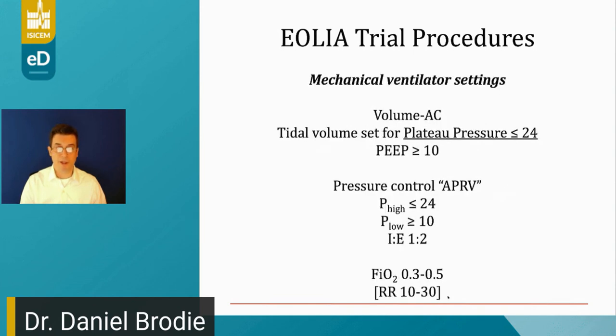Volume assist control was used in terms of the mechanical ventilator settings for most patients in EOLIA, with tidal volume set for a plateau pressure less than or equal to 24, meaning below 25, PEEP of at least 10, typically in the 10 to 15 range. Another alternative in EOLIA was pressure control or APRV, really with a P high, again, less than 25, P low of at least 10, with an I:E at 1 to 2. FiO2 of 0.3 to 0.5, and in EOLIA we chose a respiratory rate of 10 to 30, although I think most of us typically now use a respiratory rate less than 10 when the patient is not breathing on their own.